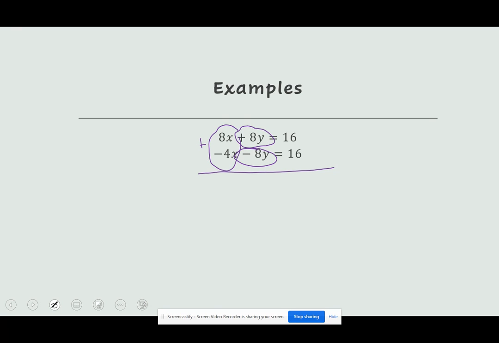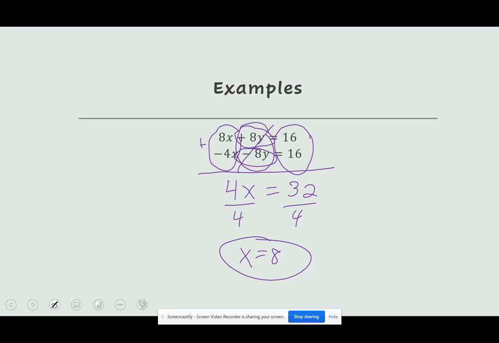So we have 8x minus 4x gives us 4x. We have 8y minus 8y is 0. That goes away. And we're left with 16 plus 16 gives us 32. So now our new equation is just 4x equals 32. To solve that, we divide by 4. So we get that x equals 8. So this is the part that's new. And then next we need to plug this back in to get what y equals. So that's the same that we did in substitution.